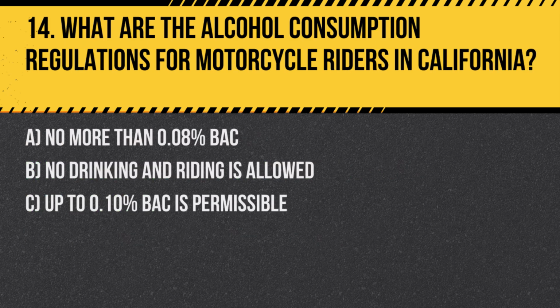Question 14. What are the alcohol consumption regulations for motorcycle riders in California? A. No more than 0.8% base. B. No drinking and riding is allowed. C. Up to 0.10% base is permissible.